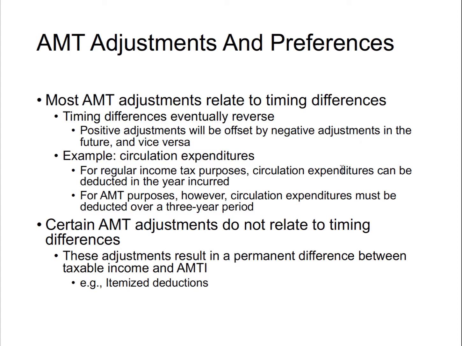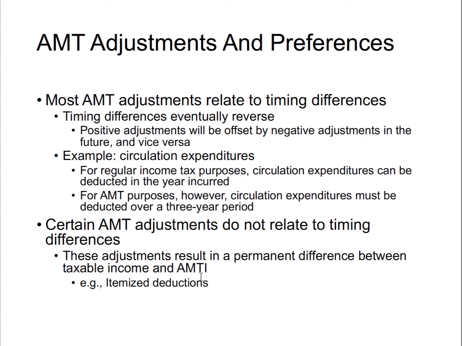Some items might be allowed double declining balance for normal tax, but for AMT purposes might have to be done straight line over a period of time. It's a timing difference because you're still taking the same amount of depreciation, whether it's under the normal income tax system or the AMT system. Okay? Another example is circulation expenditures, which relate to periodical items like newspapers, magazines, and whatnot. Now, certain AMT adjustments do not relate to timing differences. These are permanent, but for most of them, that's not the case. It's almost always a timing issue, like depreciation or circulation expenditures.